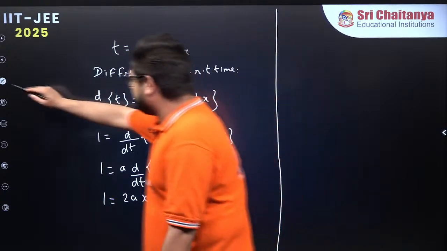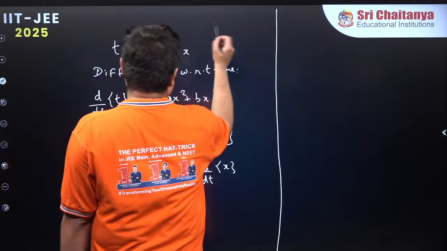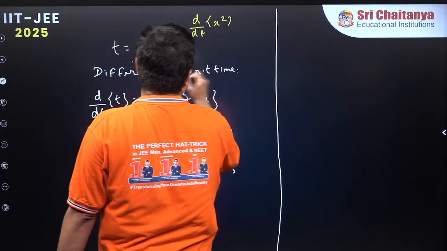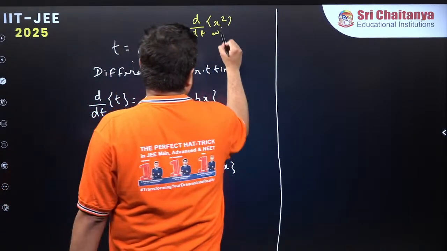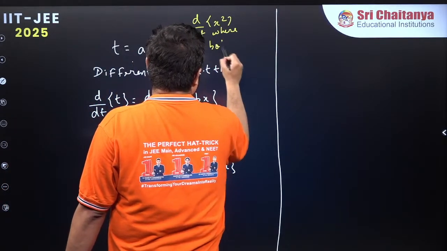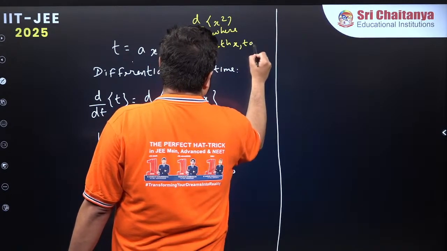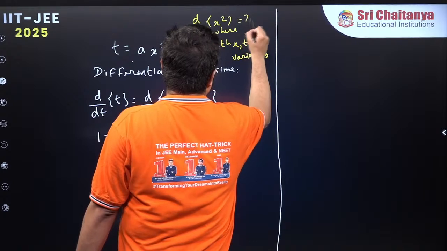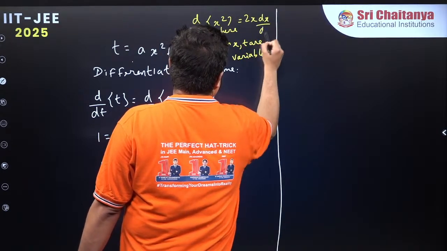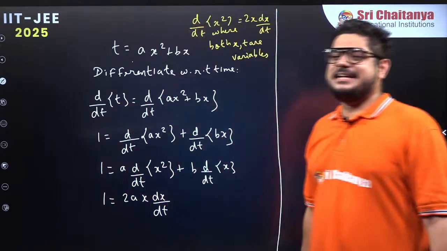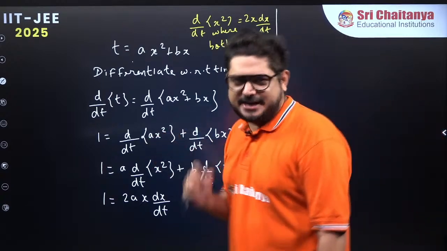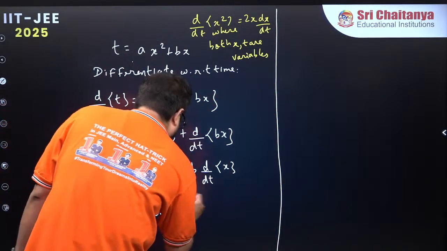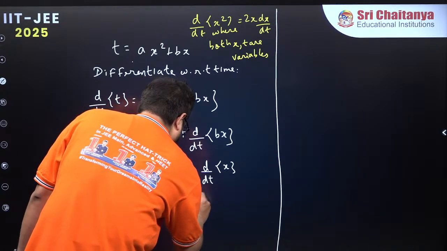So those students who are seeing this for the first time, if I am going to be performing d by dt of x square, where both x and t are variables, we are going to be writing it as 2x dx by dt. Okay, it can be written as 2x dx by dt. So now let's try to write this thing down. So it's going to become equivalent to b into dx by dt.